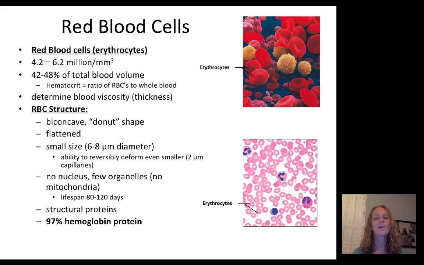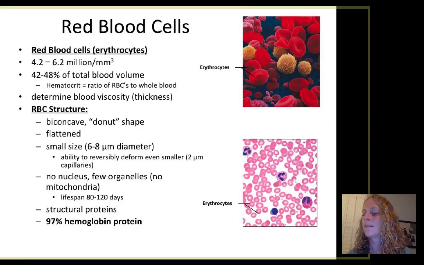All right, now let's look at the cellular components of blood, starting with the red blood cells. About 4.2 to 6.2 million per millimeter cubed. That's 42 to 48% of the total blood volume. That's a huge number. And the percentage of red blood cells to whole blood is the hematocrit. The amount of red blood cells determines the thickness or the viscosity of the blood. So if your hematocrit is too high, then you can have a greater thickness of blood. There are other determinations of blood viscosity, but the hematocrit is a major contributor.